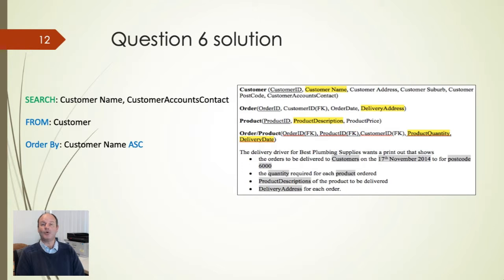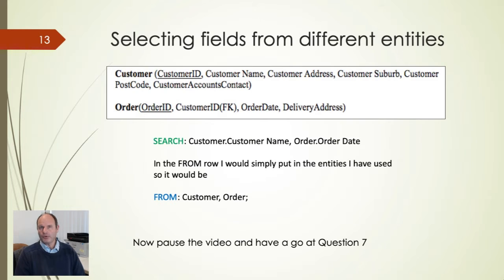That's descending order. Before you start question 7, you will be asked to select several fields from different tables. To show this in the select row, you will need to write the name of the entity followed by a full stop and then the field name. So let's say I want the customer name and order date. I would write the select row as customer full stop customer name, comma, order, full stop, order date.